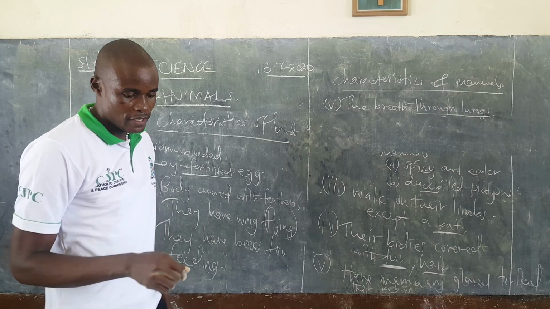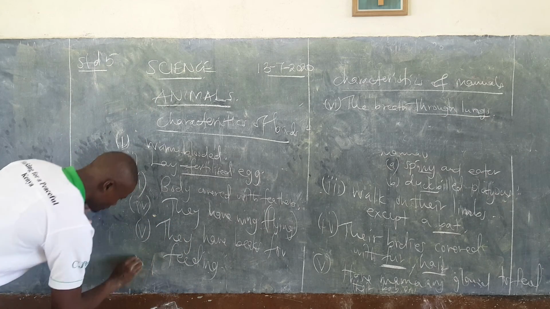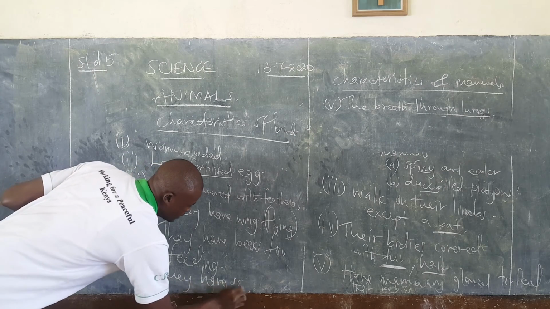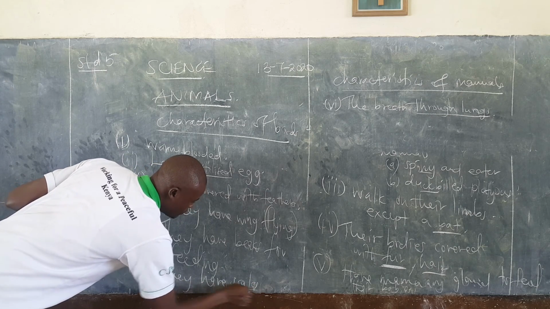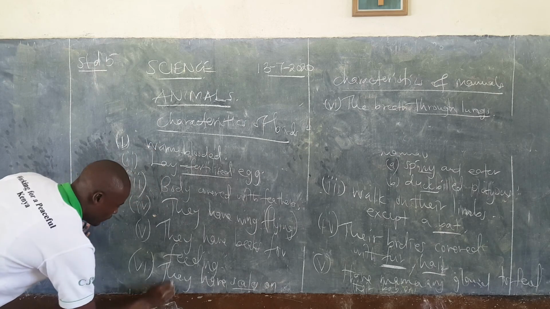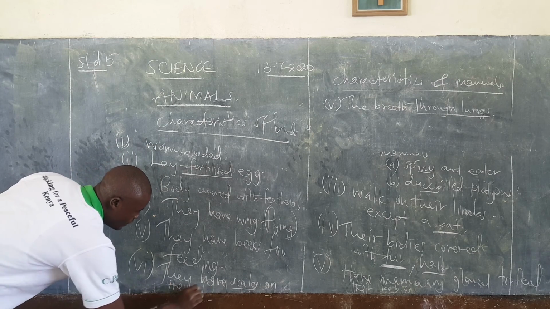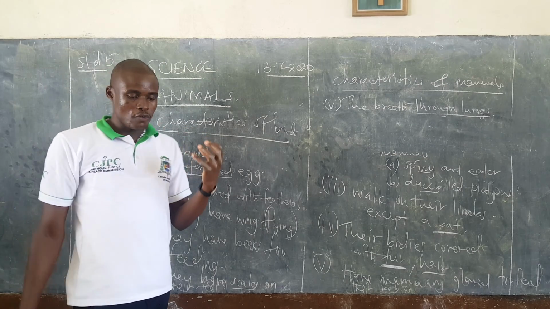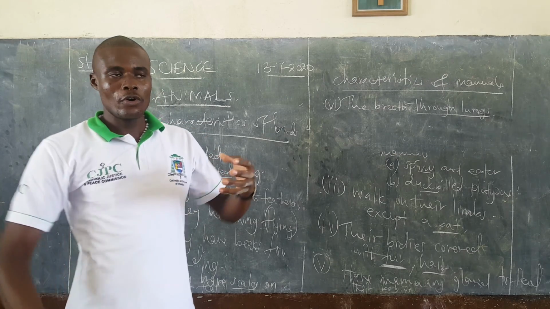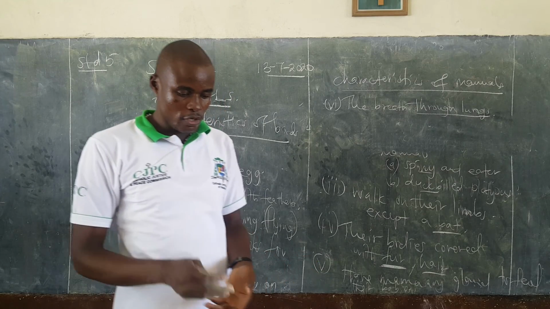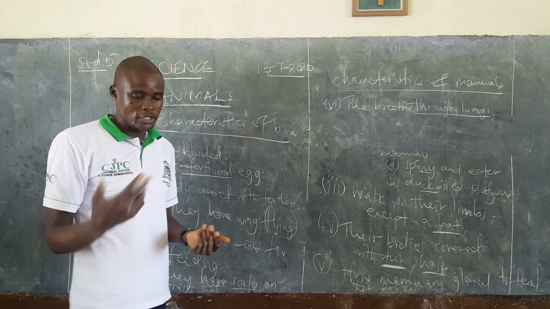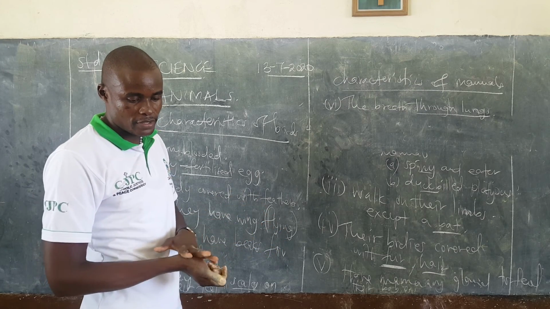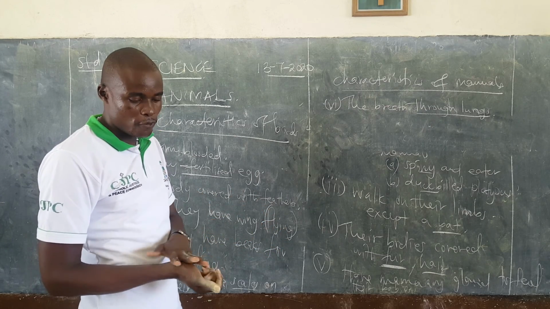And then lastly, they have scales on their feet. Only their feet. You can't find scales on the beak of a hen or on any other part of the body. The scales will only be found on the feet. And we'll look later at the meaning of that, the work of that scale.